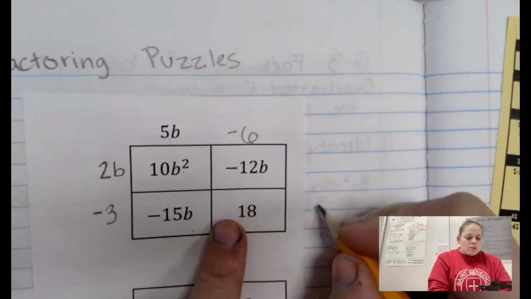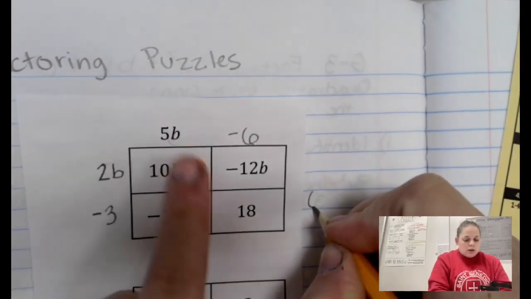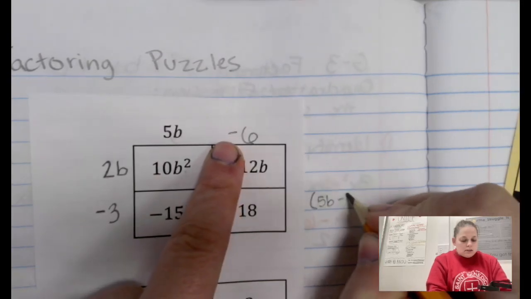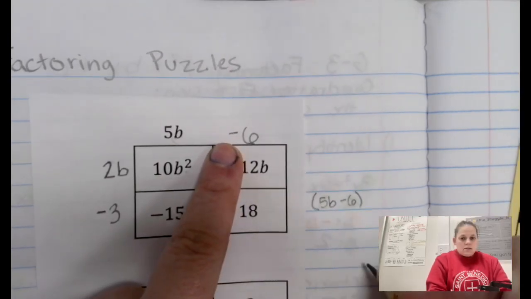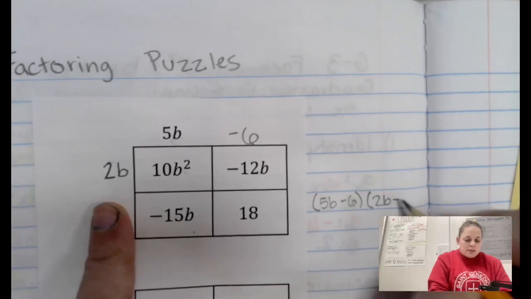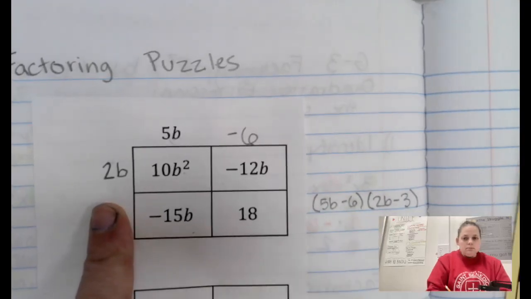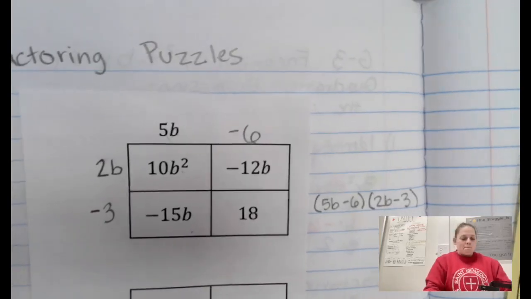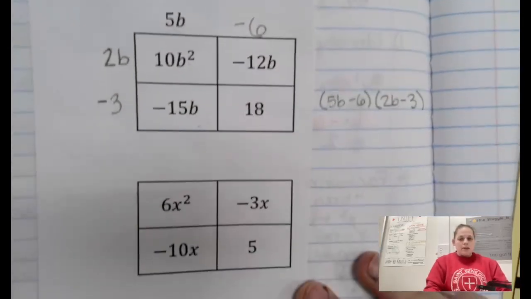So my answer would be, as my binomials, what I multiplied, 5b minus 6 times 2b minus 3. Perfect. Okay, we're going to move on to the next one.